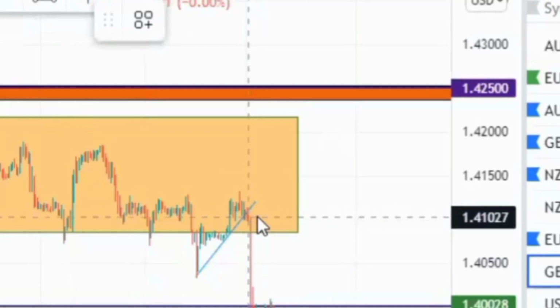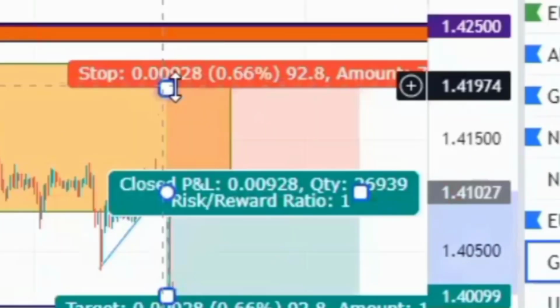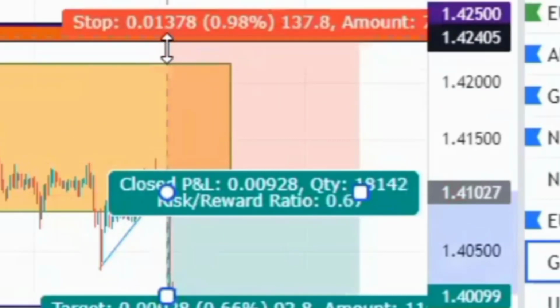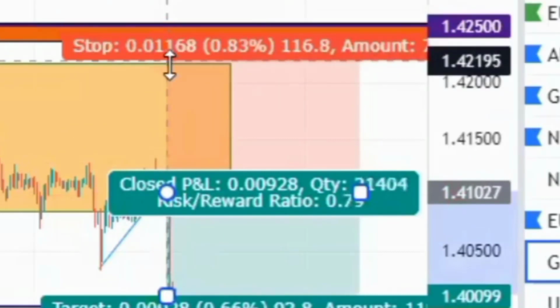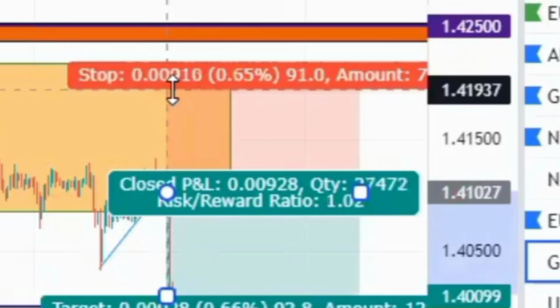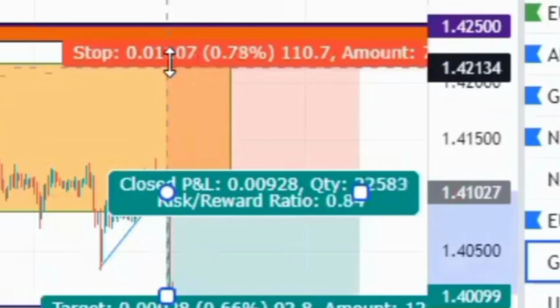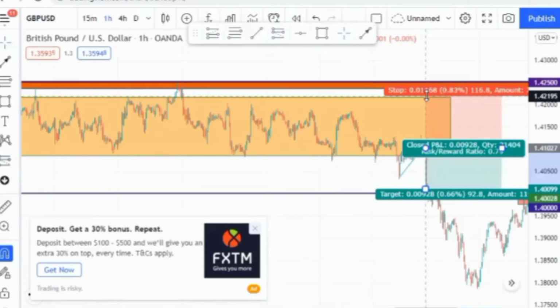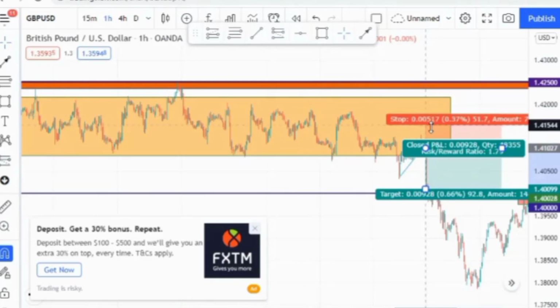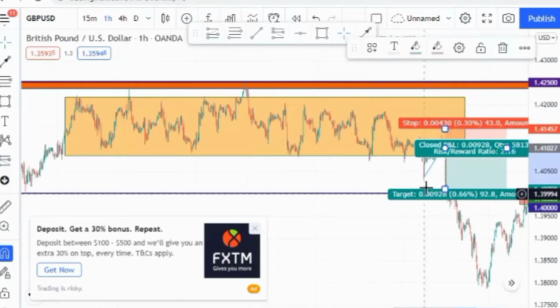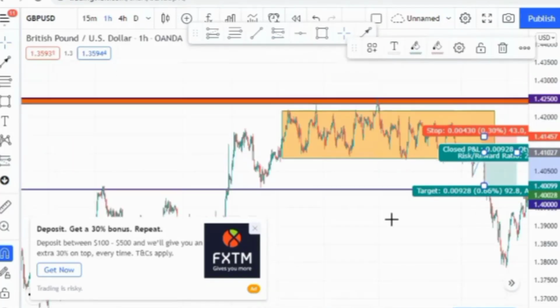There are two ways you can place your stop loss. You can place your stop loss either above this box, or at the last high that was created. If you are placing it above this box, boom, then this is your stop loss. But you can actually go and place it on the last high, which is here.